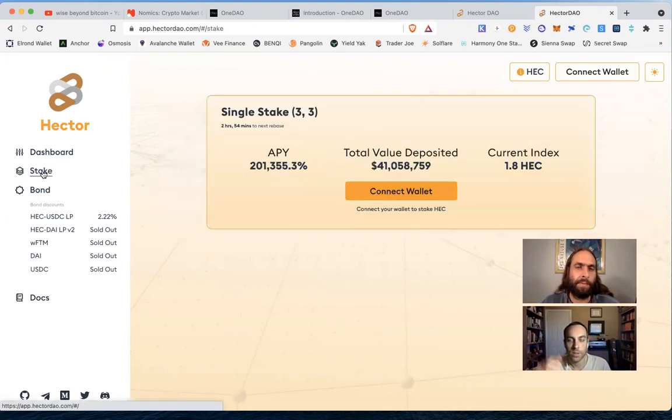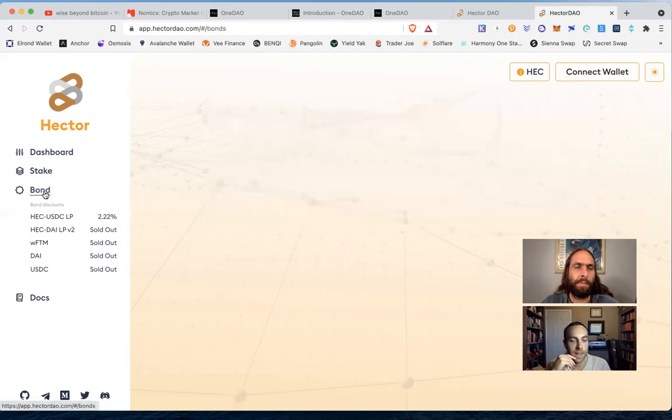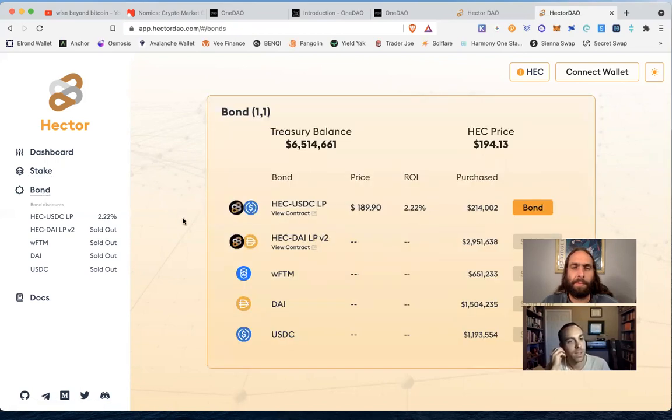On the staking tab, it's pretty clear. You can see that there's $41 million that's been locked up in the staking protocol. And under the bonding tab, you can see the different LPs and assets that you can use to get a discount on Hector. Most of them have been sold out. The only option that remains is the Hector USDC LP that you can buy, and you can get around a 3.3% discount on your Hector when you bond through that mechanism. So yeah, we've got a roughly $6 million treasury balance.